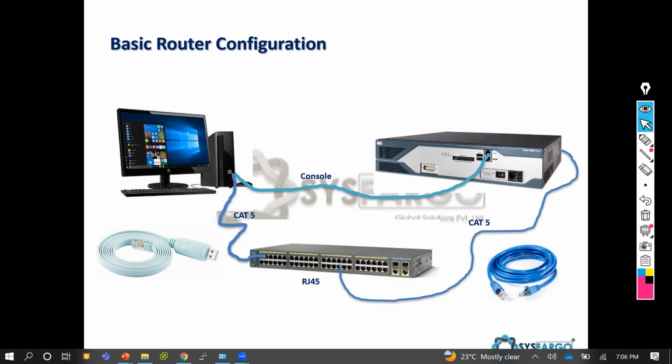So here in the slide you can see the diagram, the connectivity how we have. For example, this is my computer. You can take your desktop or laptop, anything. And this is my router here. Consider this is a brand new router. When you have a brand new router, by default, there is no configuration on that router. Now, when there is no configuration in this router, how can you access that router?